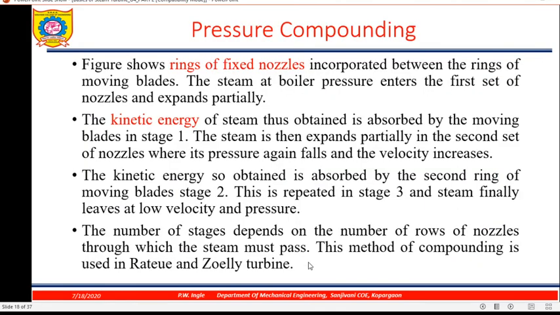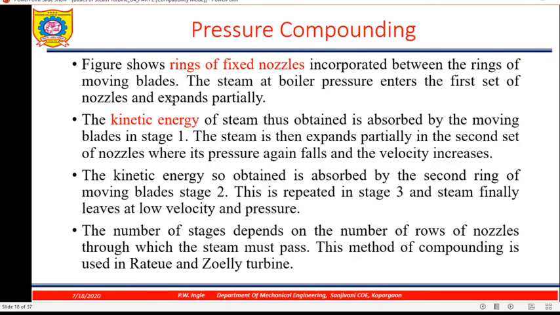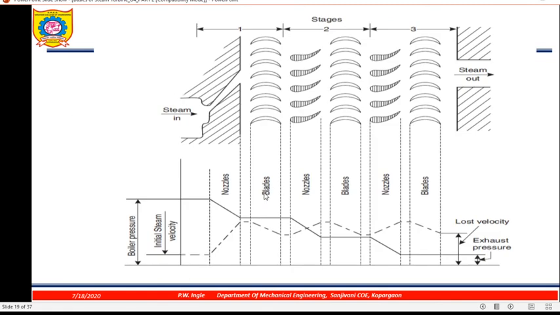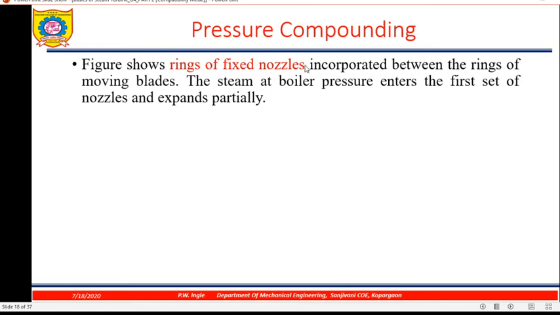Now I will read the working of pressure compounding. The figure shows the rings of fixed plate incorporated between rings of moving blade. So fixed plates, these are fixed blades, nozzles or fixed blades, are incorporated between moving blades.